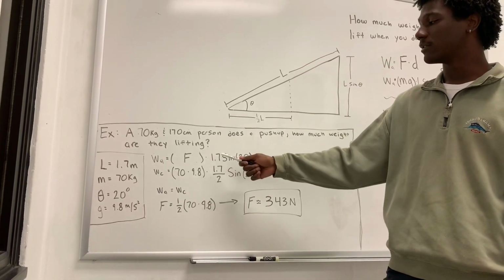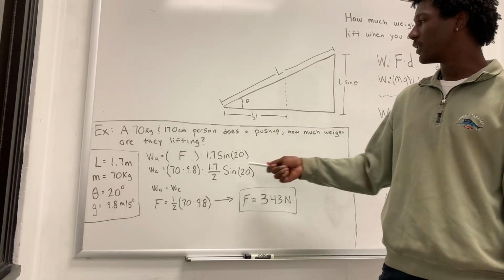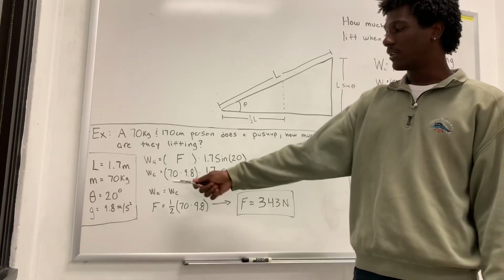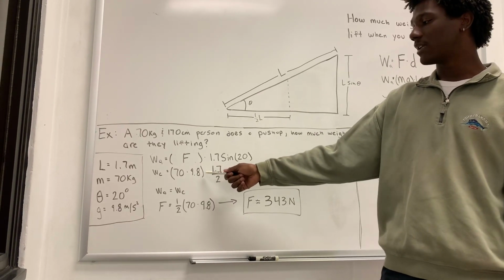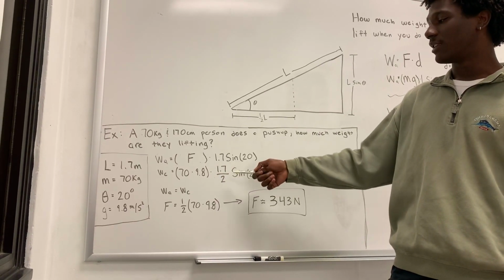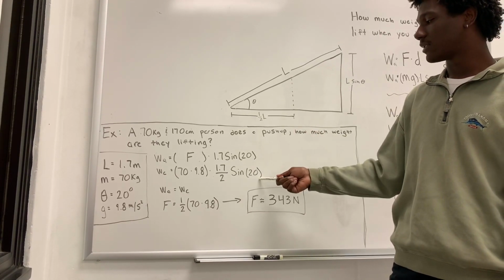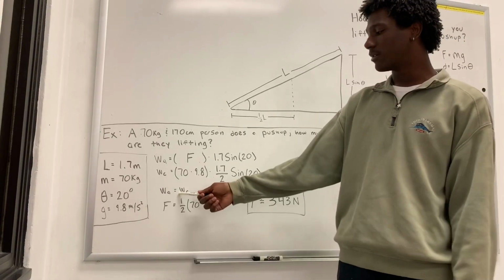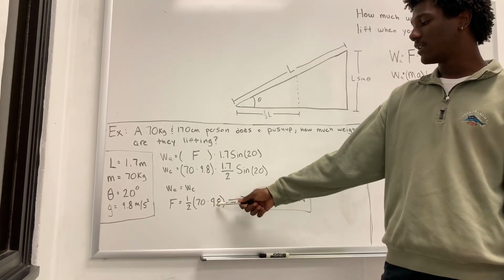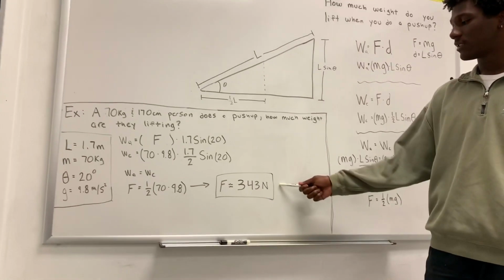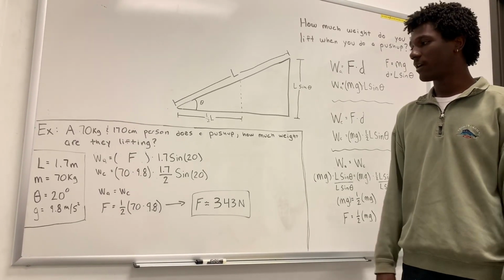So the work of the arms equals F times 1.7, which is the length, times sine of 20, which is the distance. And then for the work of the center of mass, we got 70 times 9.8 times 1.7 over 2, which is half the length, times sine of 20, and we set them equal to each other, and we ended up with 1/2 times 70 times 9.8, and we got that the force is 343 newtons, and that's the work done by the person.